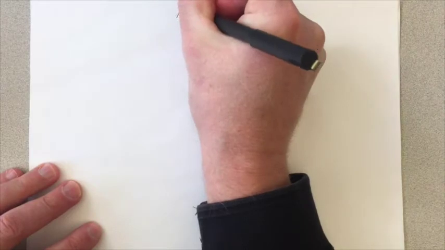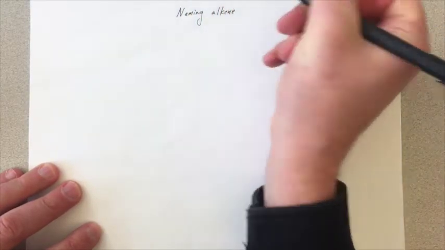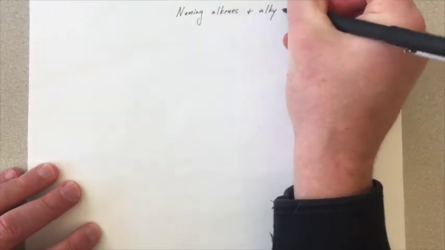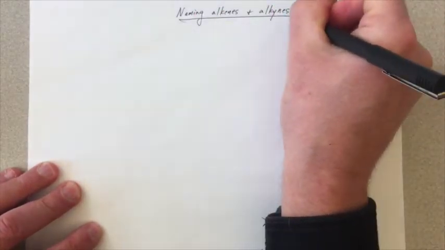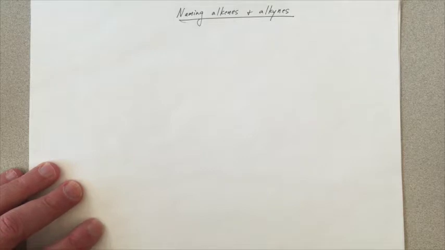Okay, we're going to talk about naming alkenes and alkynes. Alkenes are molecules that have carbon-carbon double bonds, and alkynes have carbon-carbon triple bonds. Really, the nomenclature for alkenes and alkynes is based on how we named alkanes. We're just going to use a different suffix at the end. And we have to think a little bit about how to indicate where these double and triple bonds are, how we're going to fit them into our numbering system.